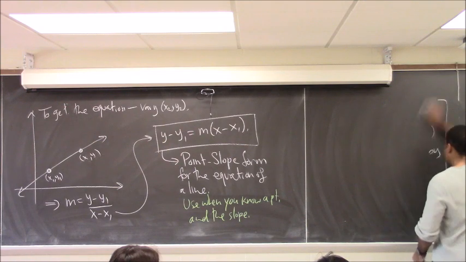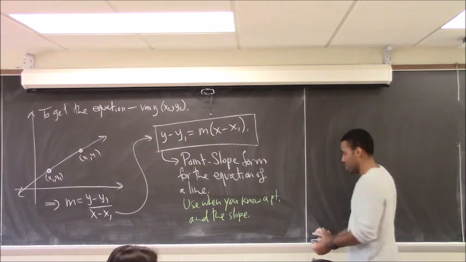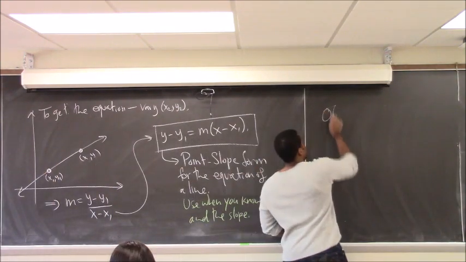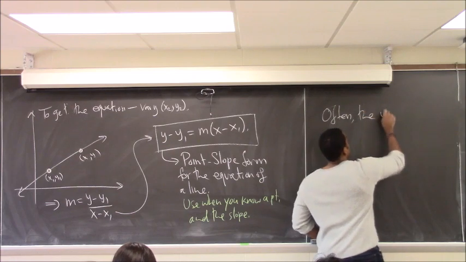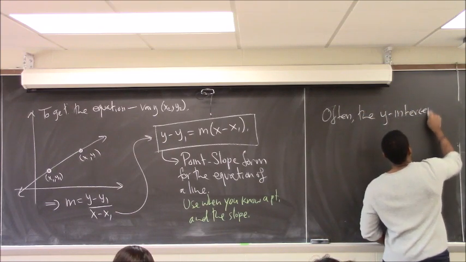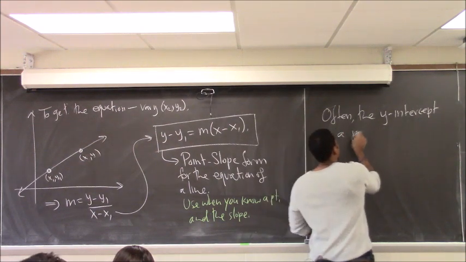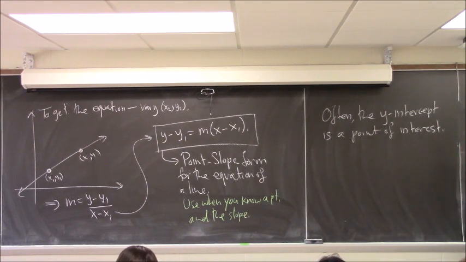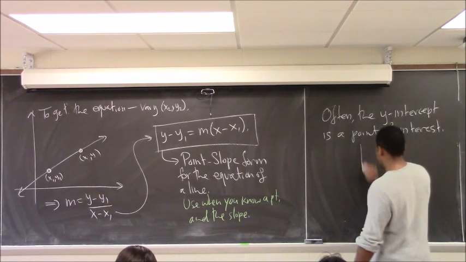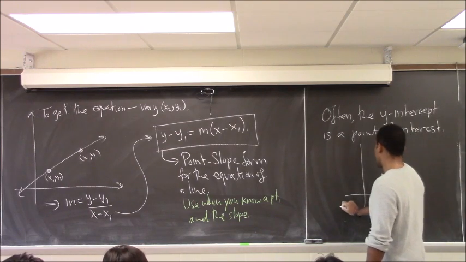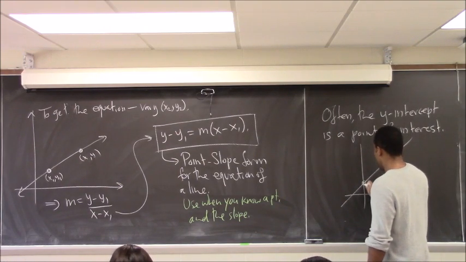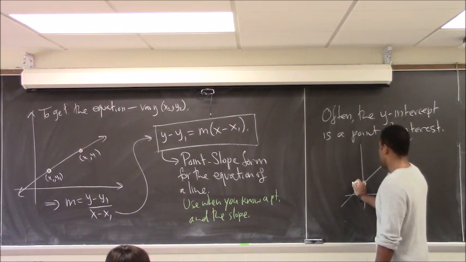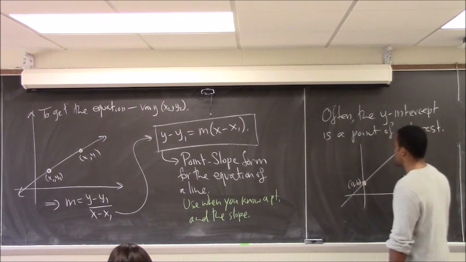Oftentimes, a point of interest is going to be the y-intercept. Figuring out what the y value is when x is 0 is important for lines, but it's important for other things as well. So let's say I go through this coordinate here. Let's make sure my x1, y1 is specifically a coordinate, let's call it 0, b, which is the standard.